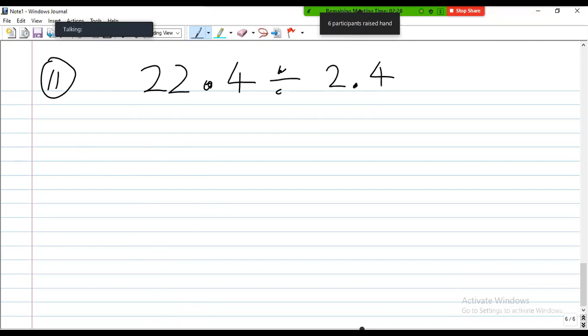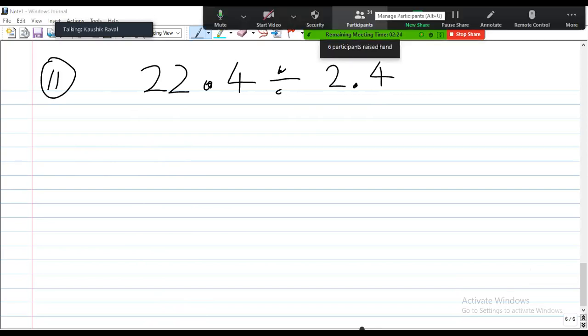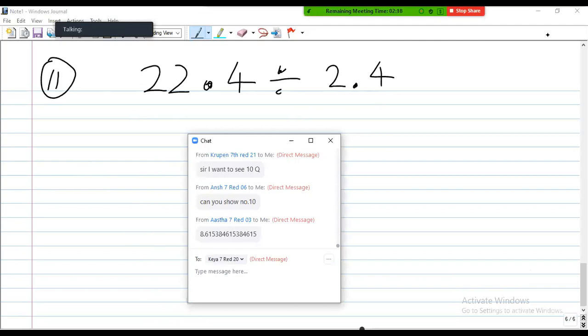This is your homework, if you can do it. Ooh, that's a long answer, Asta. That's a very, very long answer. 8.61538461538461. Wow.